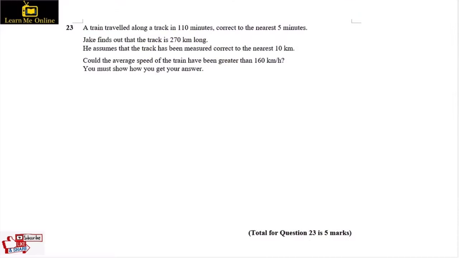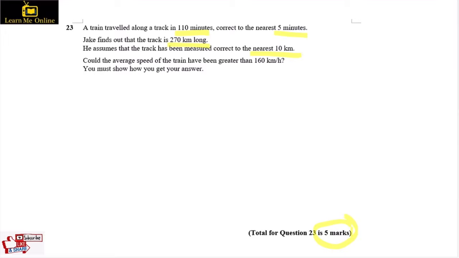Here we have the next question, which is question number 23, and it's for 5 marks. A train traveled along a track in 110 minutes, correct to the nearest 5 minutes. Jake finds out that the track is 270 kilometers long. He assumes that the track has been measured correct to the nearest 10 kilometers. Could the average speed of the train have been greater than 160 kilometers per hour? You must show all your working out.